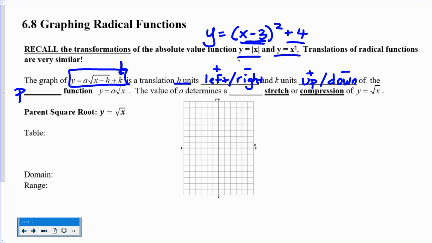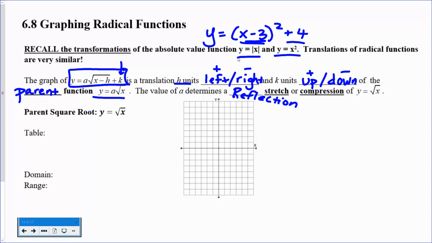This is of the parent function, y equals a times the square root of x. The value of a would determine a reflection, stretch, or compression. So if we have a negative, we've got a reflection. If you have a number that's larger than 1, that would be a stretch. And if you have some kind of fraction or decimal, that would be a compression. All of that is from the first quarter when we talked about different transformations.